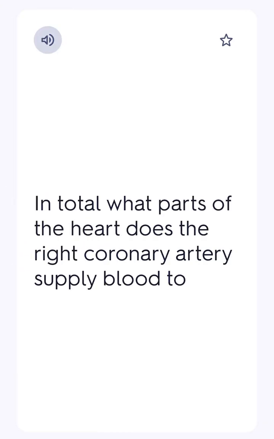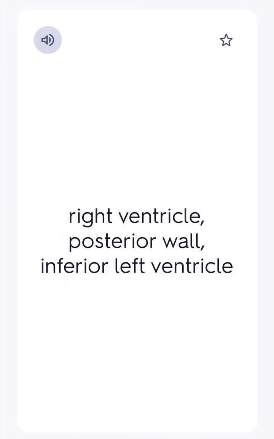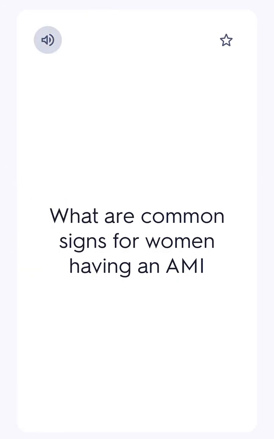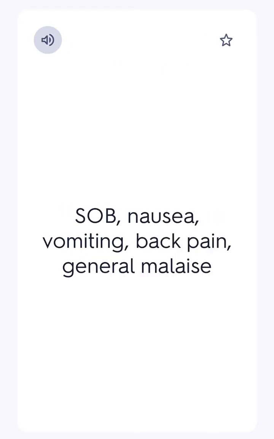In total, what parts of the heart does the right coronary artery supply blood to? Right ventricle, posterior wall, inferior left ventricle. What are common signs for women having an AMI? SOB, nausea, vomiting, back pain, general malaise.